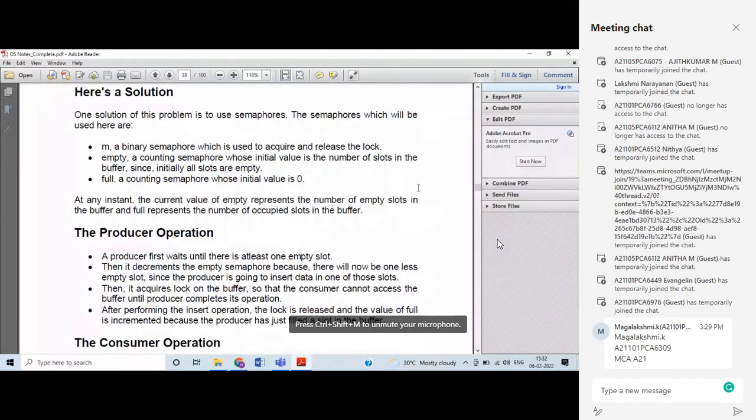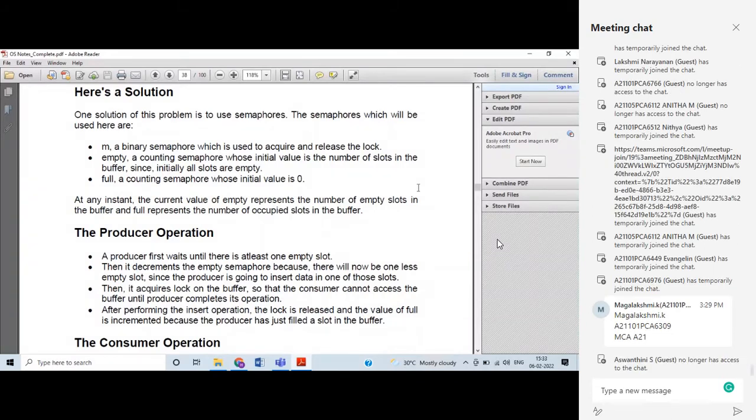So when the producer operation comes, what will it do? It first checks whether empty slots are there. If empty slots are there, it will fill the slot, decrement the value of the empty slot by 1, and increment the value of the full slot by 1.